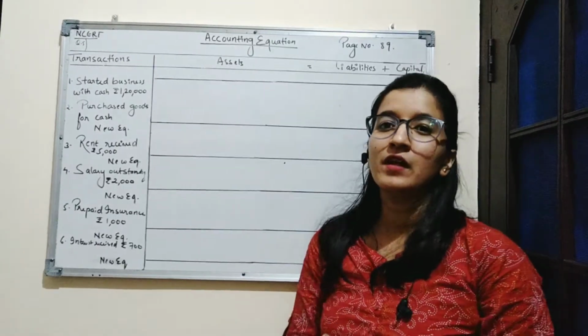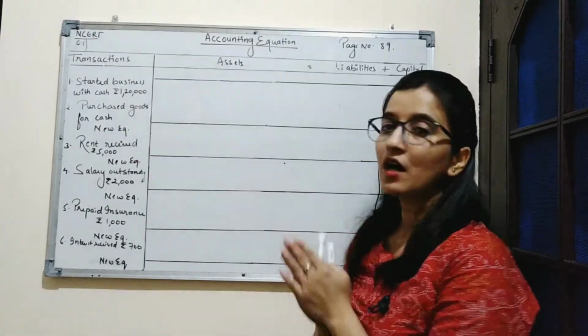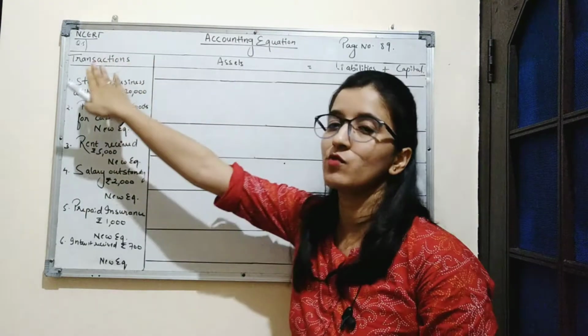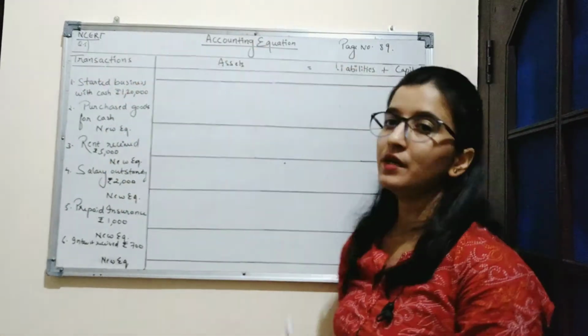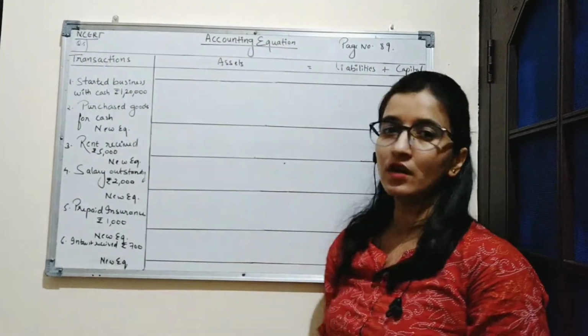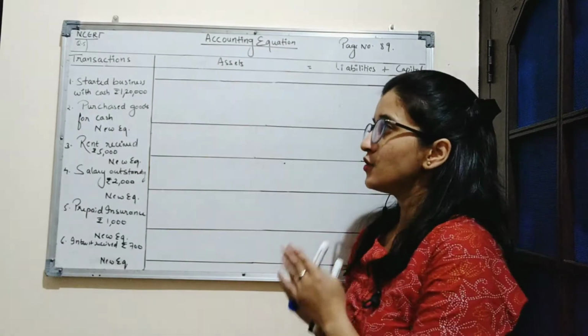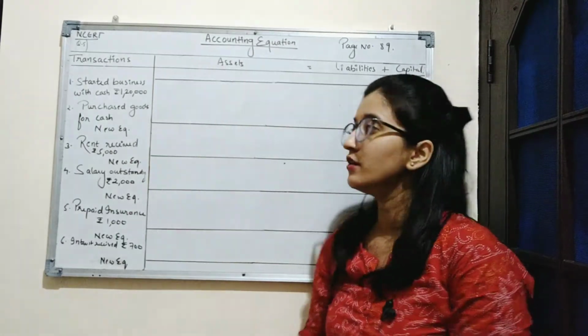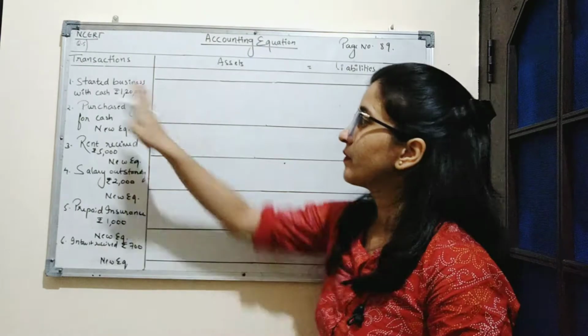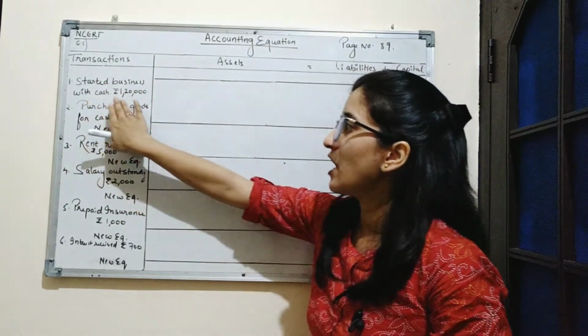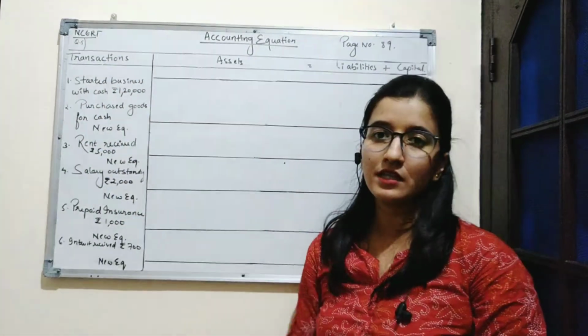Hello everyone. In this session, we'll be solving another question of NCERT, which is question number 5, page number 89. Question based on accounting equation. So now, according to the question, first transaction is started business with cash rupees 1,20,000.